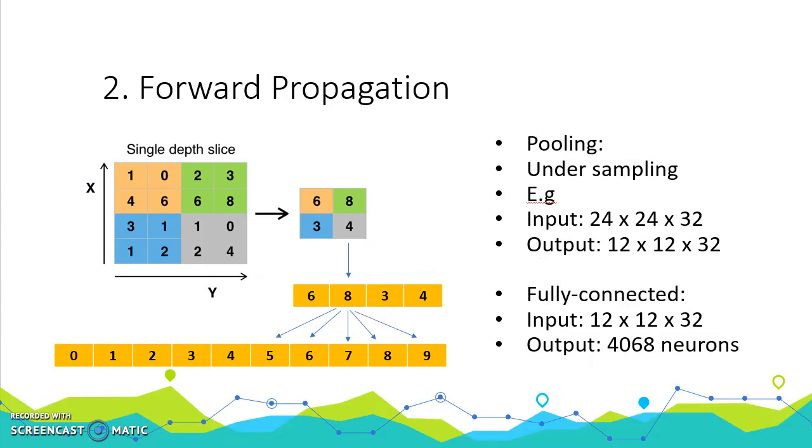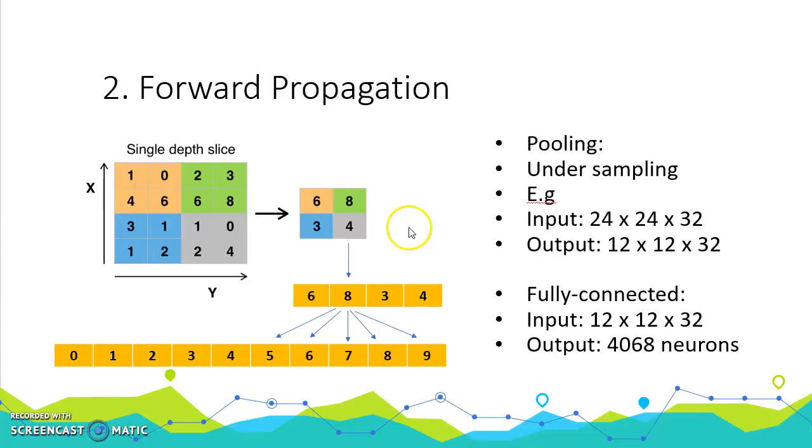And here we come to the pooling layer. The main purpose of pooling is to reduce the size of the convolution layer. So in here, for example, we have a 4 by 4 matrix, and after the pooling we will reduce it to a 2 by 2 matrix. This is also called undersampling.